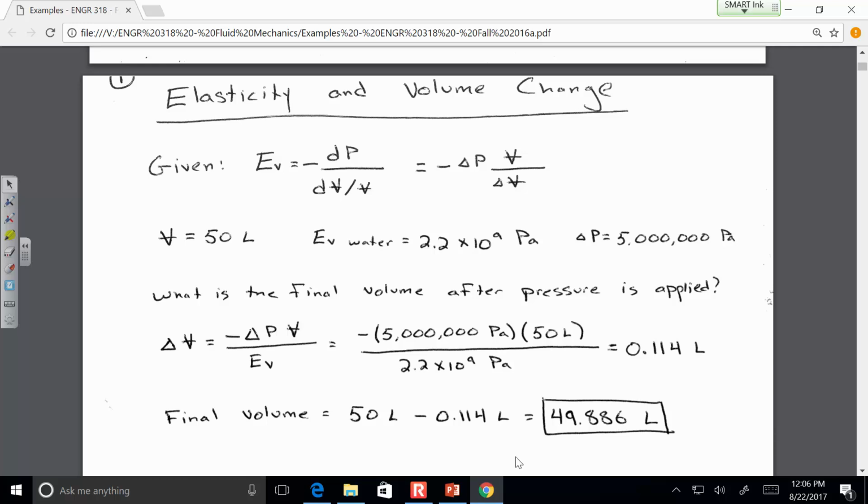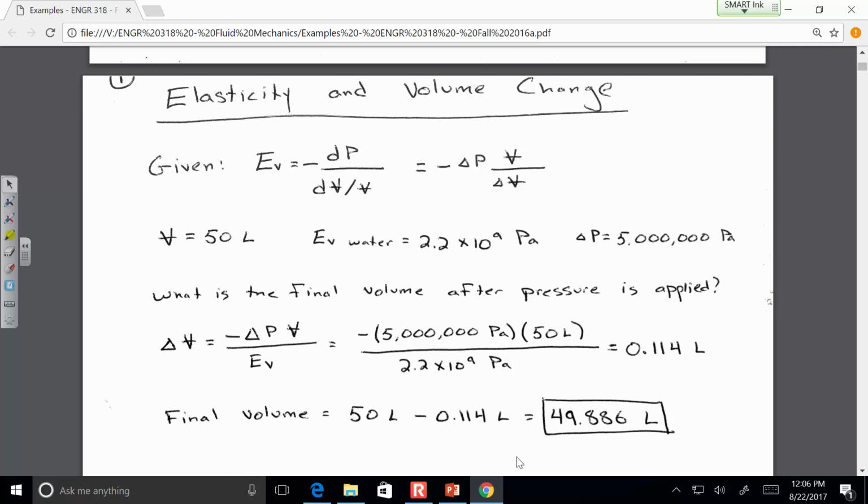So, if you were measuring this with some sort of a scale that was only accurate to the nearest tenth of a liter, then what you'd see is 49.9 liters. But depending on the precision of the scale you're using, maybe you'd be able to read it to more digits than that. But any questions about the elasticity and volume change?